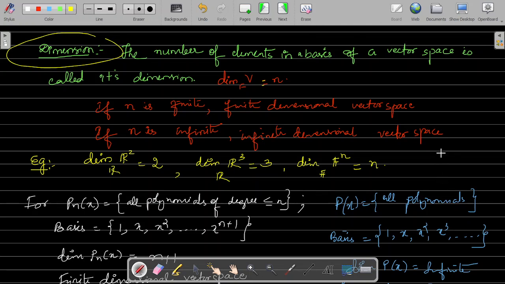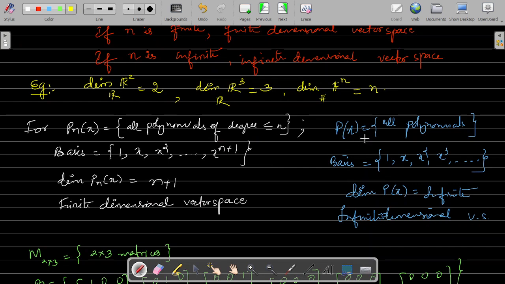Now for infinite dimensional vector spaces. Take P of x equal to all polynomials. There is no specification of degree. It contains all possible polynomials. So then that basis becomes 1, x, x square, x cube and so on, because there are all possible polynomials. So now dimension of P of x over the given field is always infinite because it goes on and on. You may have a polynomial of degree 100, 1000, 1 lakh, who knows. It contains all the polynomials, so it becomes infinite. So this is an example of an infinite dimensional vector space.